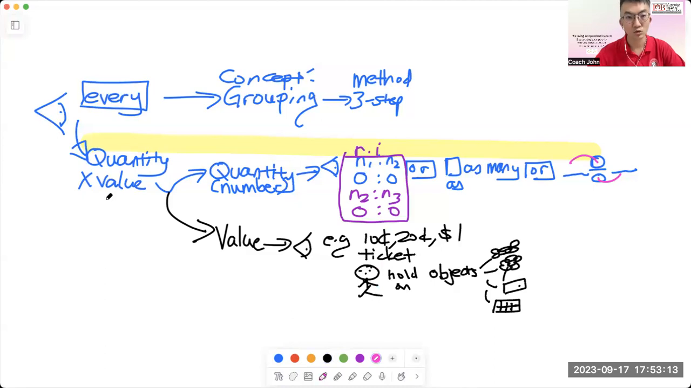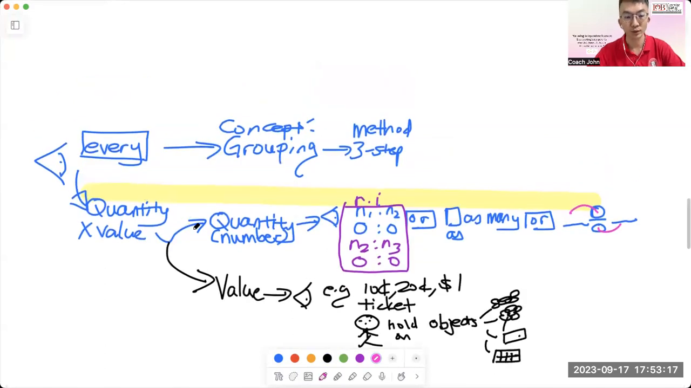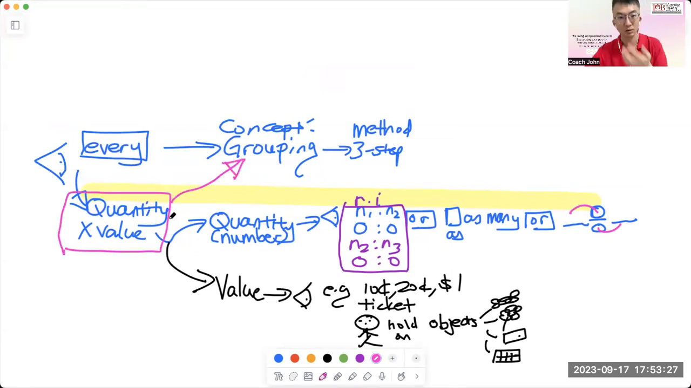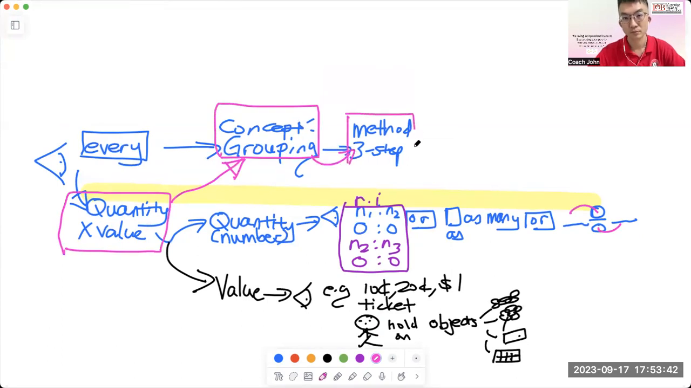And in this kind of situation, we turn it back to grouping, because in my opinion, the name quantity times value sounds very complicated, and I still like to call it grouping. And the method is also a 3-step method. Okay.